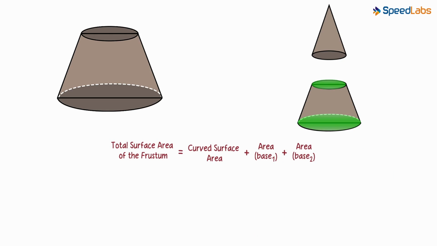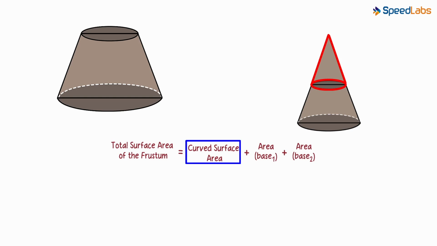Now I'm pretty sure you will be able to find the areas of these two circular bases. But what about the curved surface area of the frustum? Can you think of a way to find that out? To find the curved surface area of the frustum, let's use an interesting technique. We rejoin this smaller cone with our frustum. Note that this small cone is not a part of our frustum. We did this because it will help us derive its curved surface area in the simplest way.